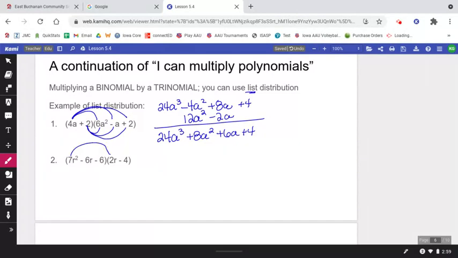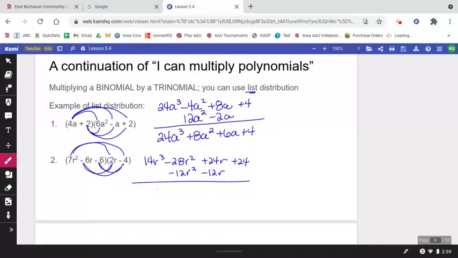So 7r squared times 12r is 14r to the third. This would give me negative 28r squared. This would give me negative 12r squared plus 24r. This would give me negative 12r and positive 24. So 14r to the third minus 40r squared plus 12r plus 24.